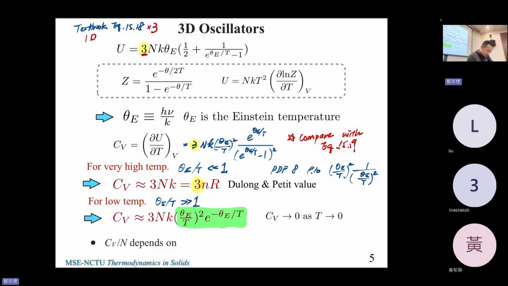So it reduces to 0. When T is going to 0, CV is also going to 0. All right, so you see CV also goes to 0, and it matches the experiment, right? So this is good. So this model can explain CV at high temperature and low temperature, and the values all match. That's good. And we found that CV over N depends on theta E over T.